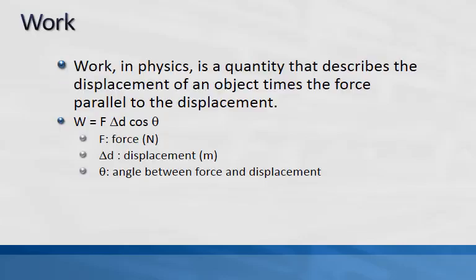So with work and energy, we began looking at work, and work is a quantity that describes the displacement of an object times a force parallel to the displacement. Within the work equation, we have the angle built in. We have the force, we have the displacement, and it builds the trig right in there. So a Newton meter is the work that we have there. And again, this is a very particular kind of work, mechanical work.